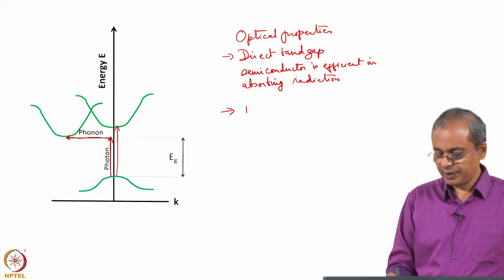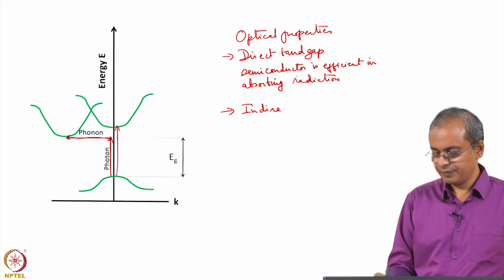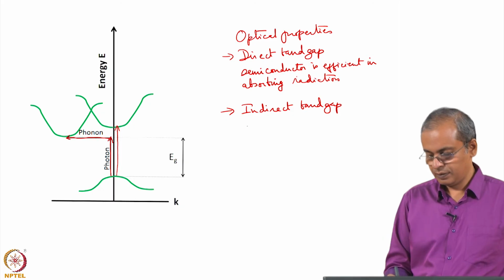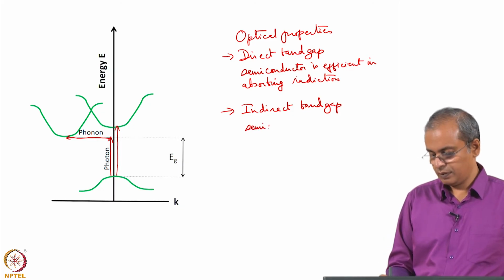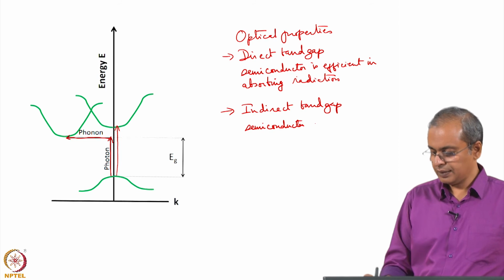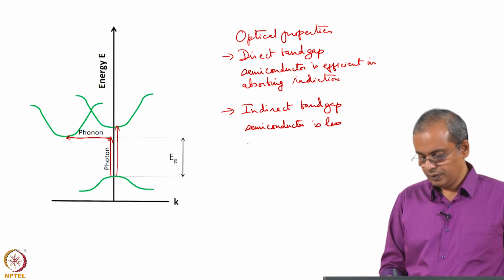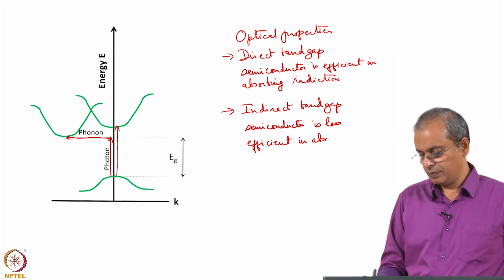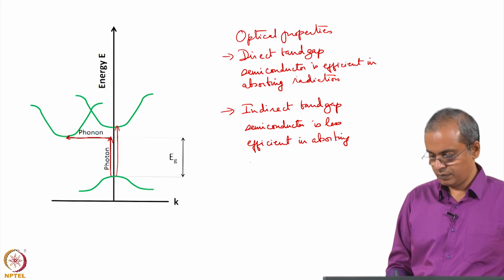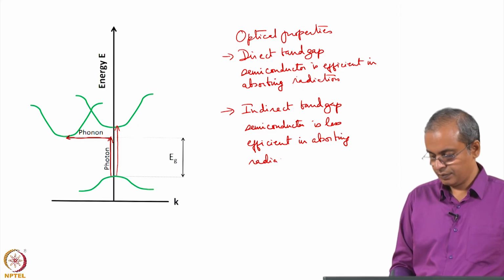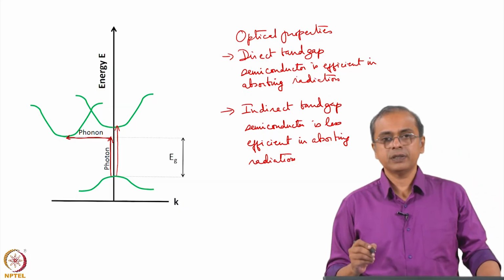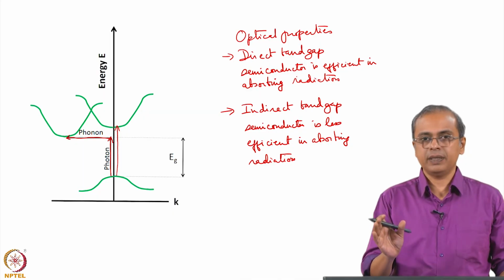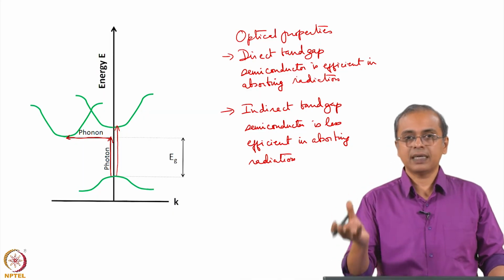The indirect bandgap semiconductor is inefficient. Is less efficient. So, this is useful to know because it helps us narrow down the systems, the material systems that we would like to focus our efforts on.